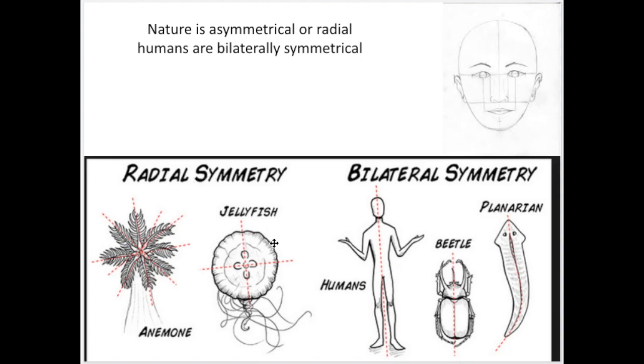Radial would be like many things in nature, like jellyfish, anemones, trees, things that come out from a center and then grow out. And then humans are usually bilaterally symmetrical. That means you could cut them in half one way and that left side would match that right side. So for this project, we're trying to avoid bilateral symmetry because that's more of a human attribute, and we're leaning more towards asymmetry or radial symmetry.